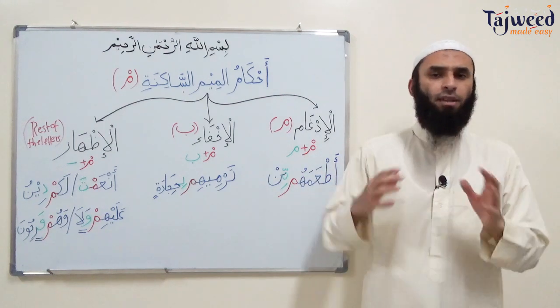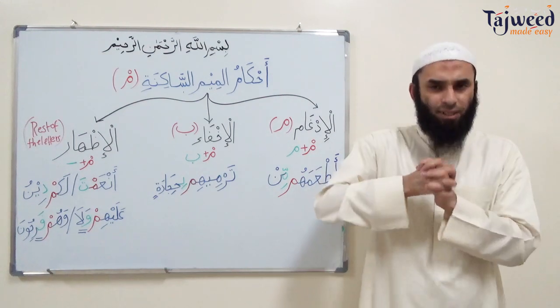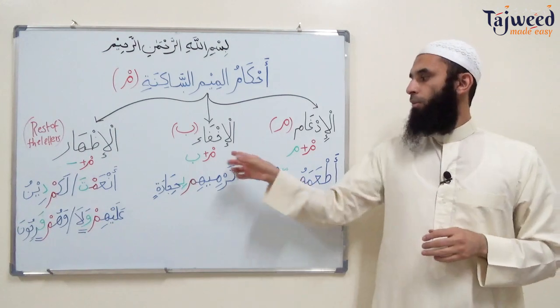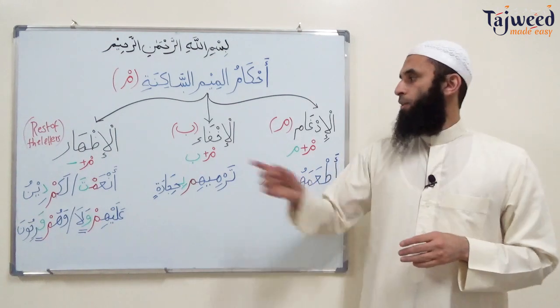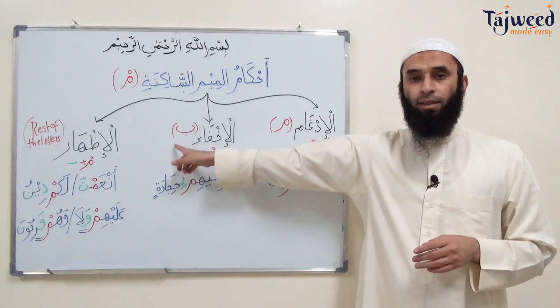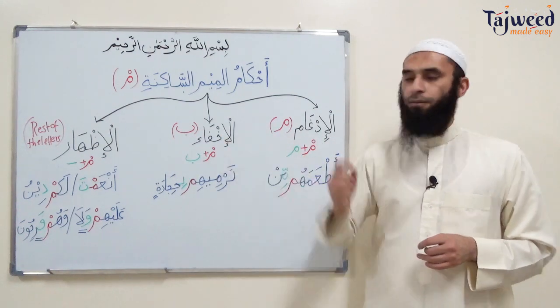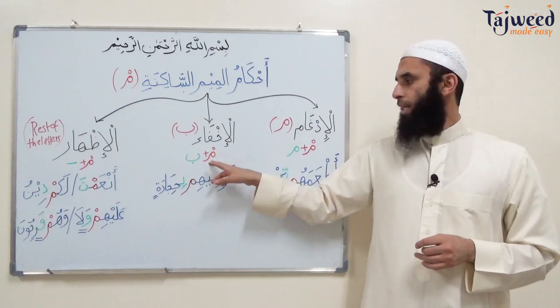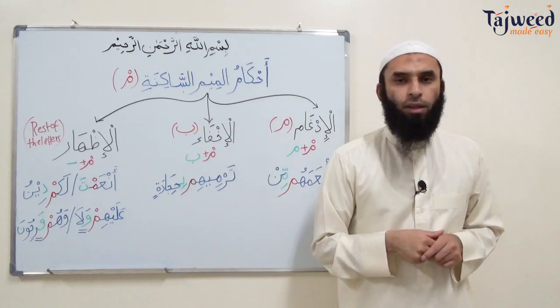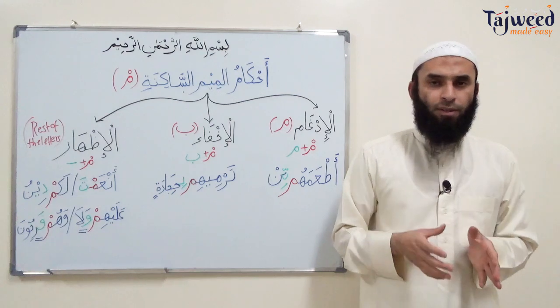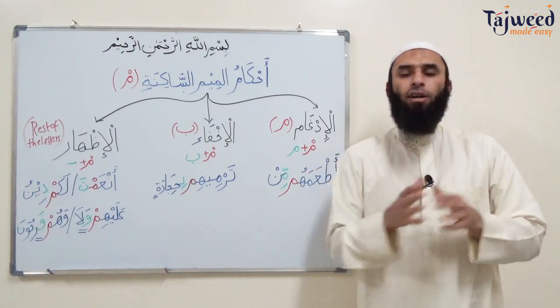So if Meem meets another Meem, just merge the two Meems, make it one Meem, and hold the Meem. Number two, when Meem Saakinah meets Ba. The Al-Ikhfa rule of Meem Saakinah is only one letter. Al-Idgham is one letter, Al-Ikhfa is one letter. So what do we do when Meem Saakinah meets Ba? We pronounce the Meem Saakinah in between Izhar and Idgham.